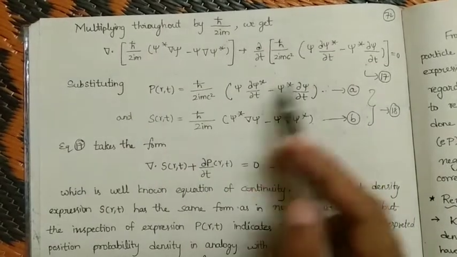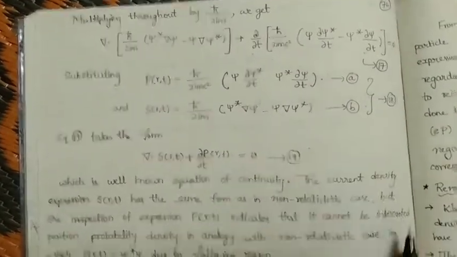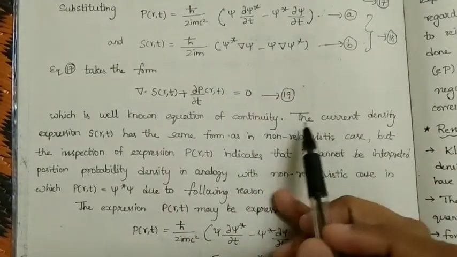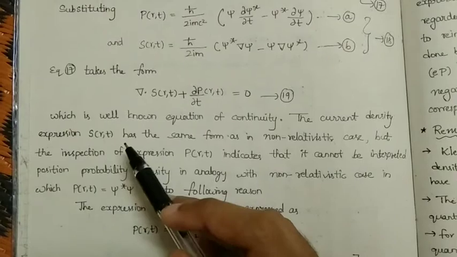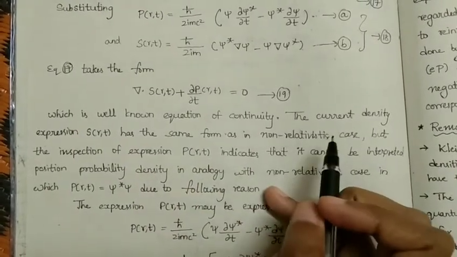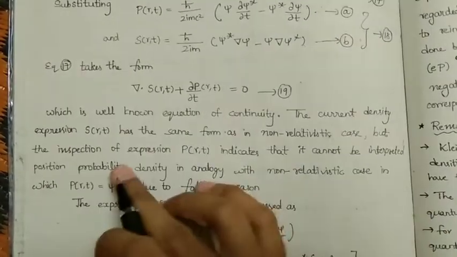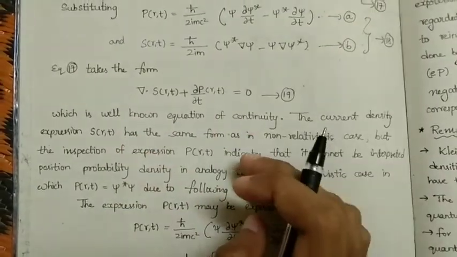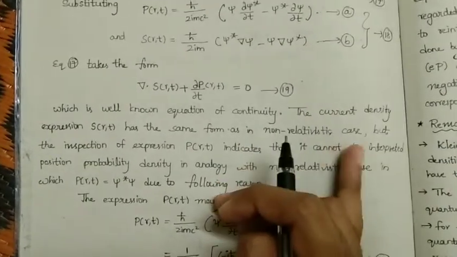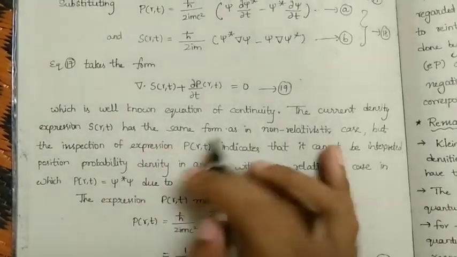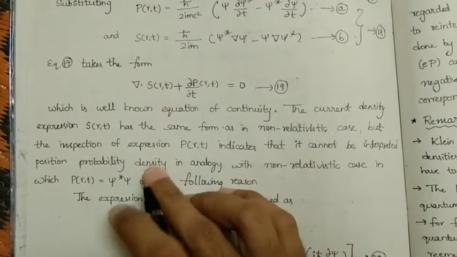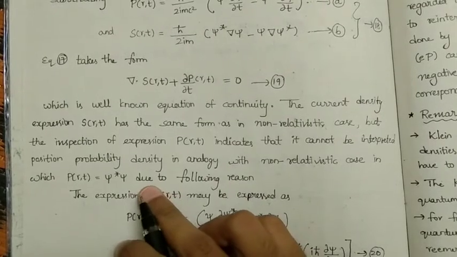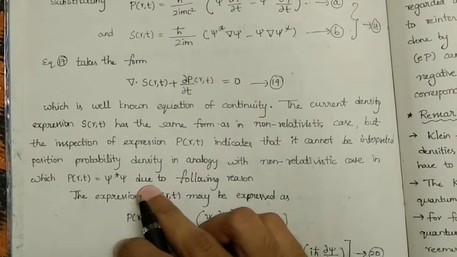So finally equation 17 becomes this, and this is nothing but the well-known equation of continuity. This is the continuity equation. The current density expression S of r comma t has the same form as in the non-relativistic case. But the inspection of expression P of r comma t indicates that it cannot be interpreted as position probability density in analogy with the non-relativistic case, in which P of r comma t is xi star xi, due to the following reason.